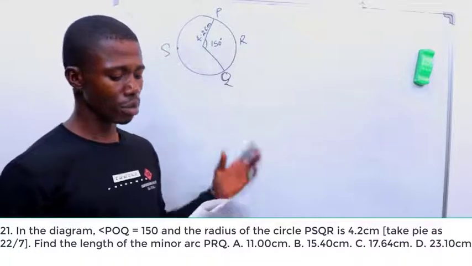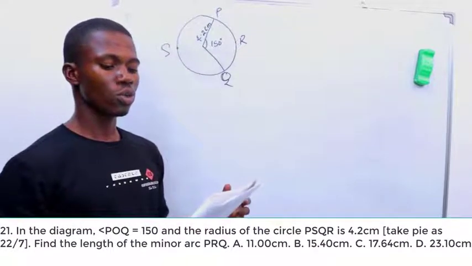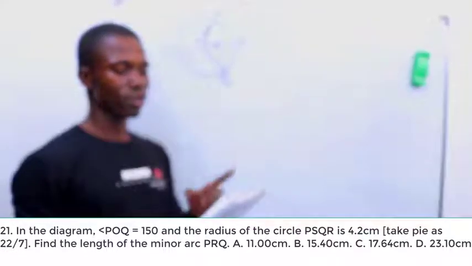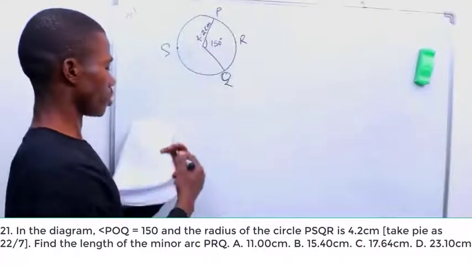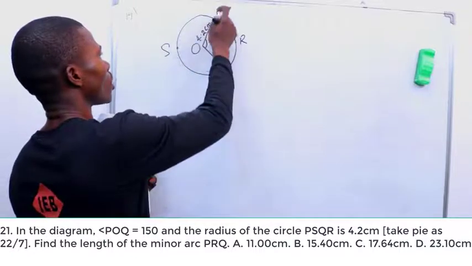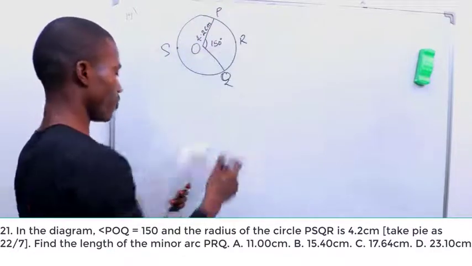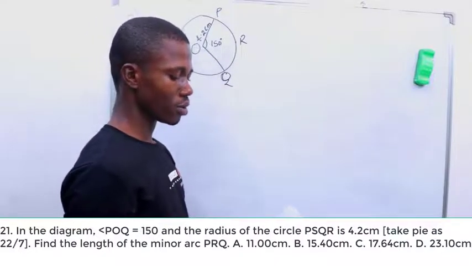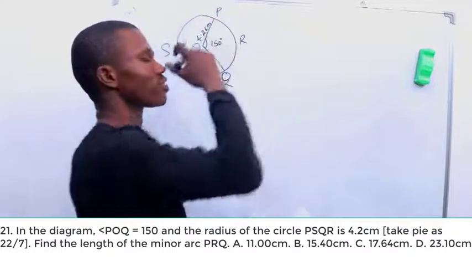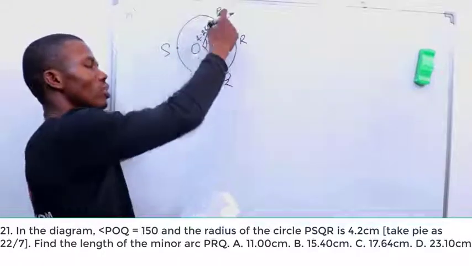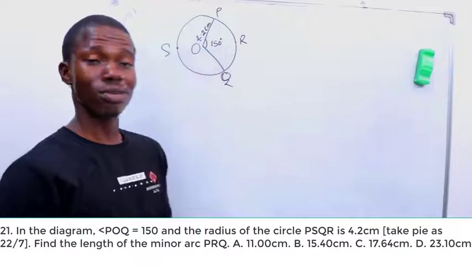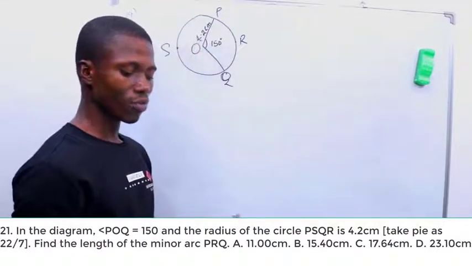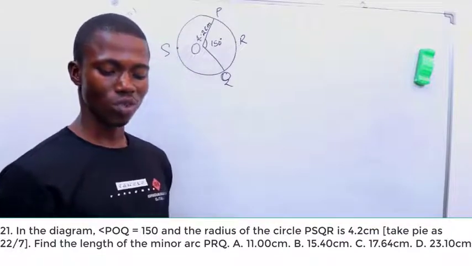Okay, question number 21. In the diagram on the board, angle POQ is 150. Angle here is O. Angle POQ is 150. Okay, and the radius of the circle is 4.2 cm. The radius of the circle, from the center of the circle to any point on the circumference of a circle, is the radius. Okay, then it says use the information to answer questions 21 and 22.